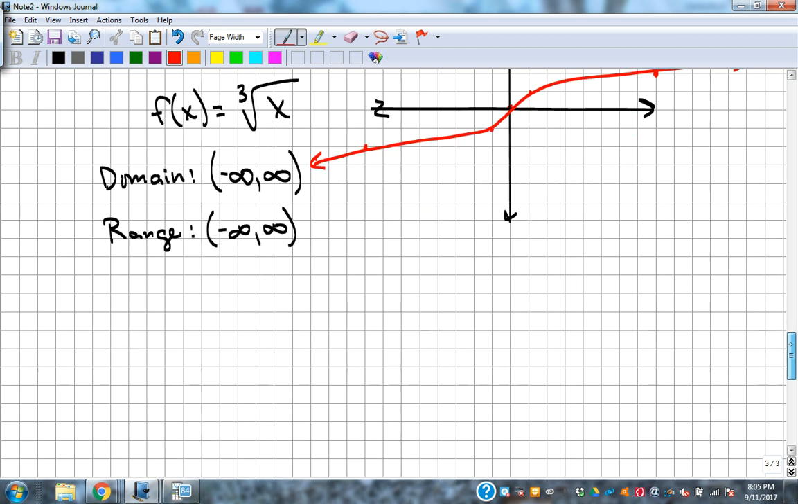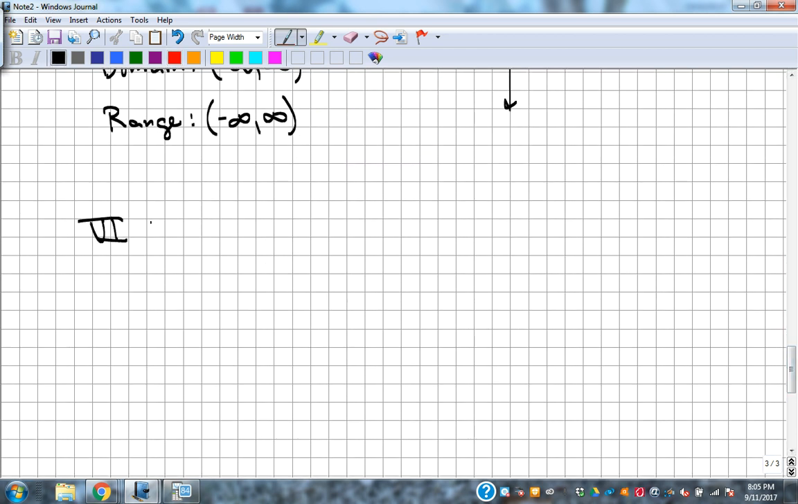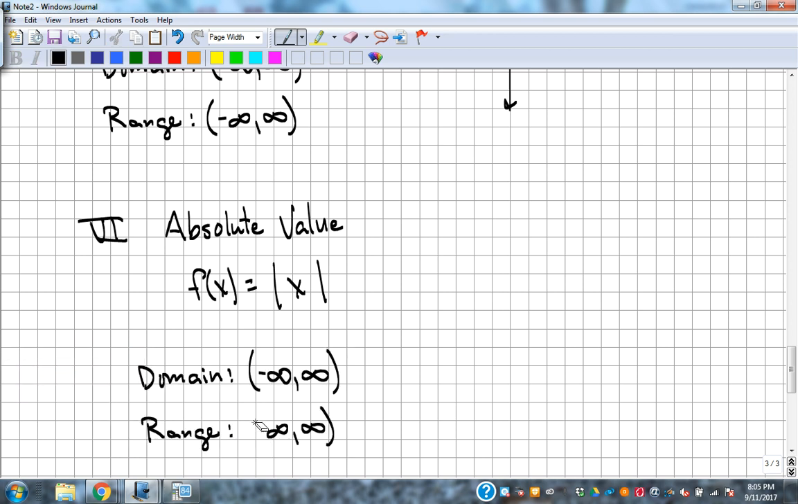And then the last one is the absolute value function. Absolute value of x is just the straight up and down bars. They're treated like parentheses if you had something to do in order of operations. The domain for this one is negative infinity to positive infinity, because we can take the absolute value of any kind of number there is. Any negative number, we can take the absolute value of it, it comes out positive. Any positive number, take the absolute value of it, stays positive, right?